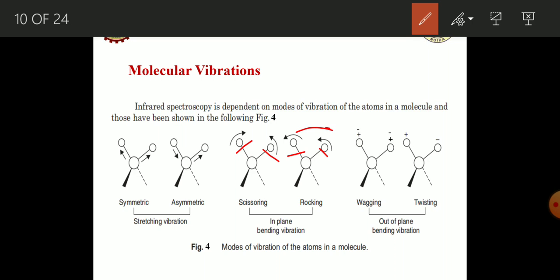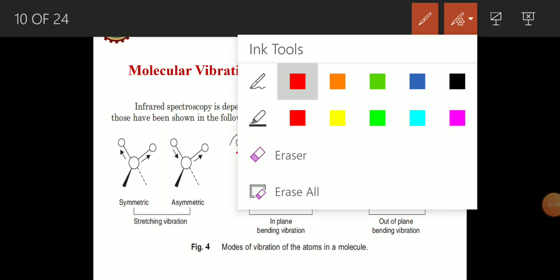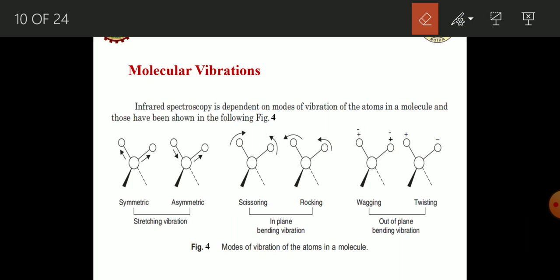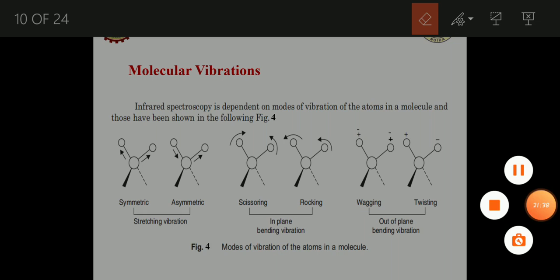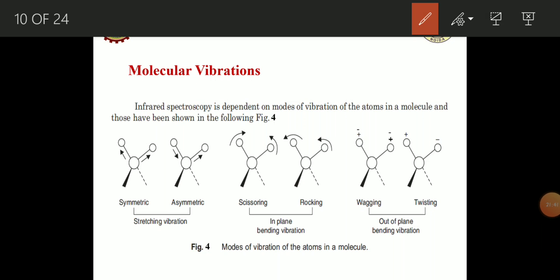The second one is out-of-plane bending vibration. Besides in-plane bending, there is out-of-plane bending, which includes wagging and twisting. The plus sign indicates movement towards the reader, and the negative sign indicates movement away from the reader.